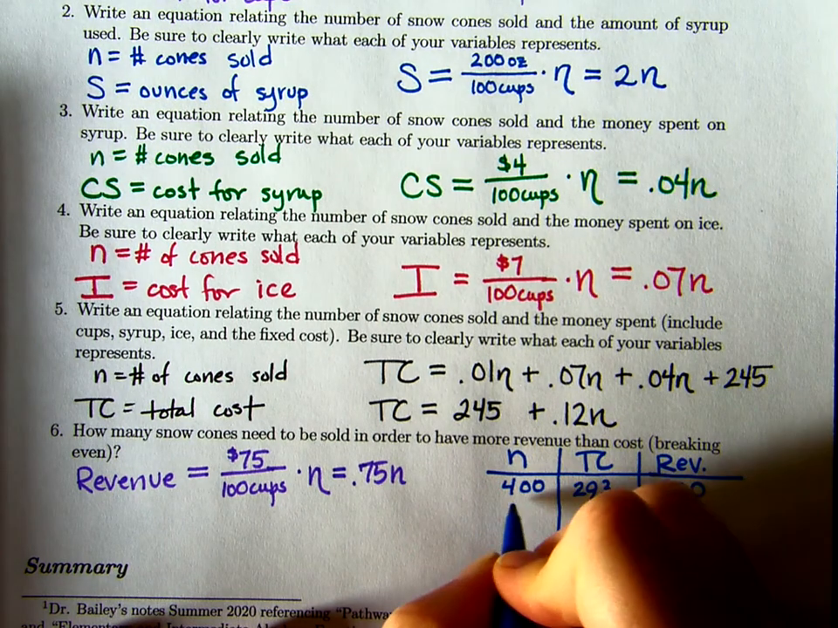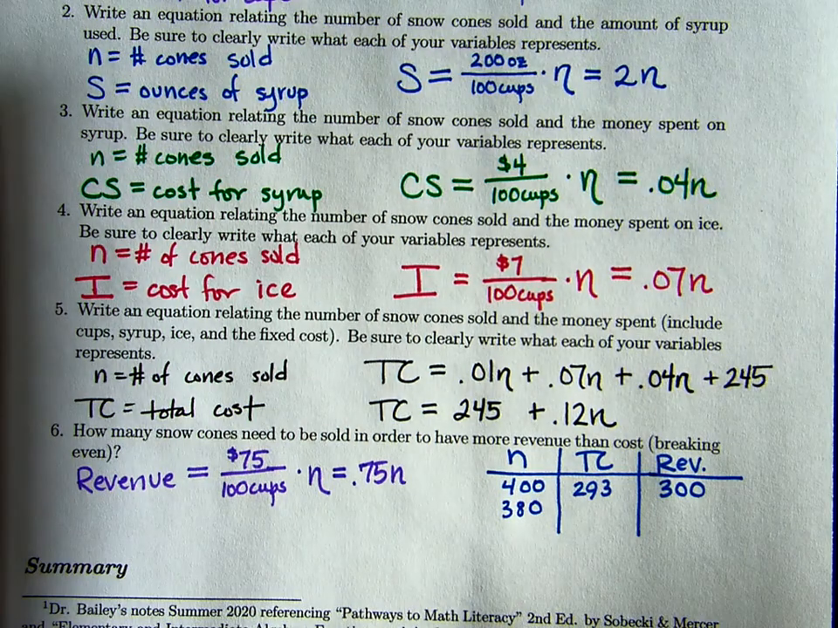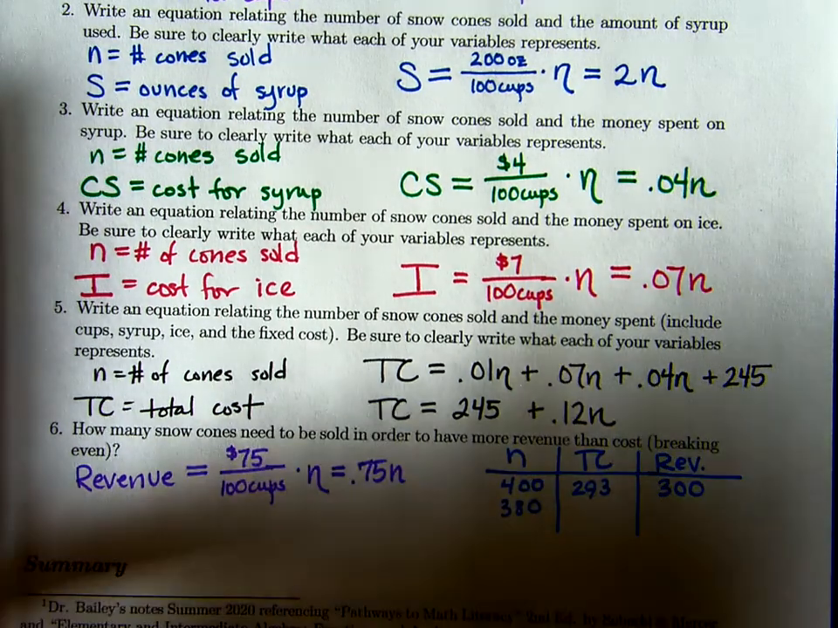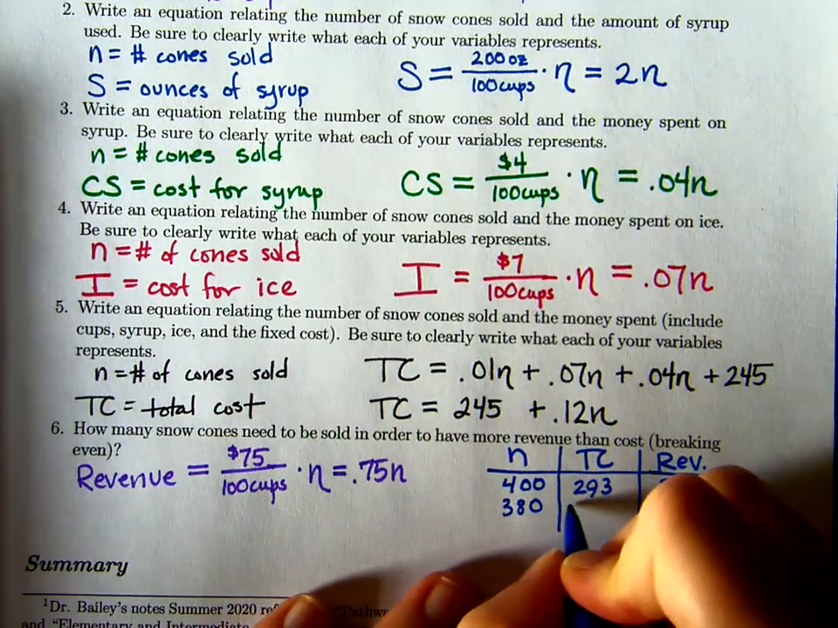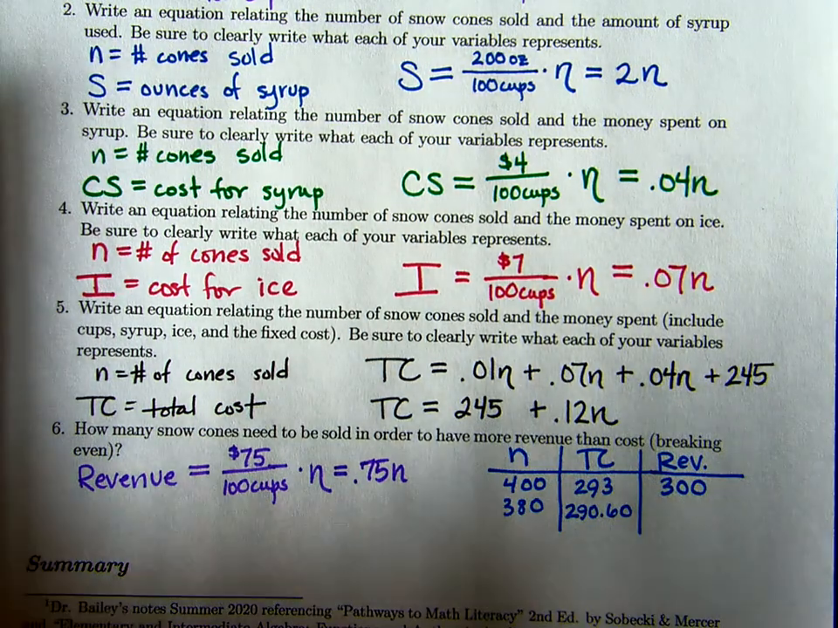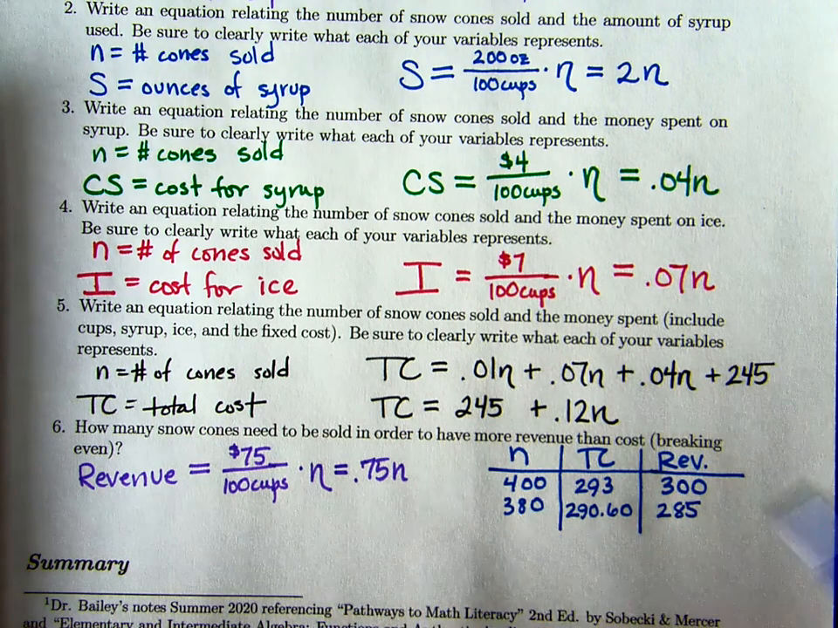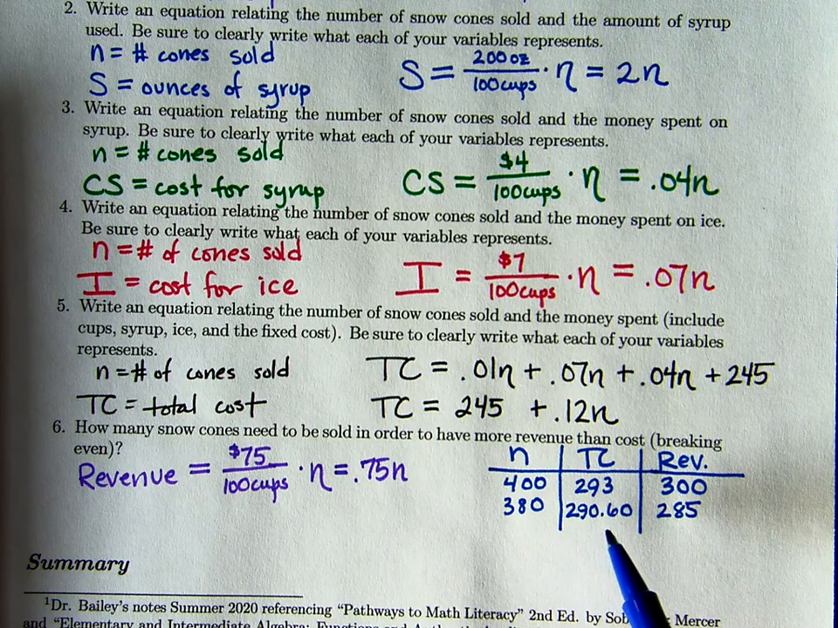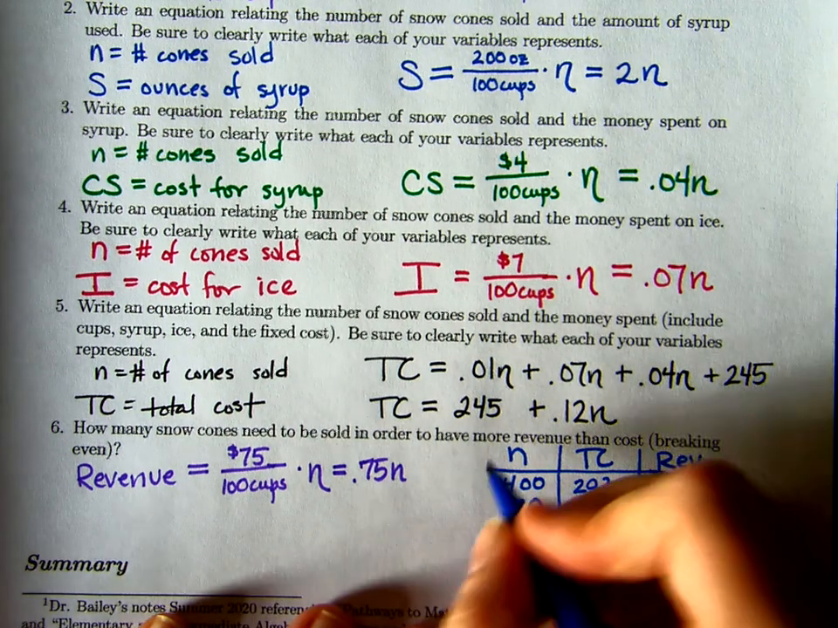I don't know. Let's try 380, just for fun. So the total cost would be $245 plus 12 cents times 380, which would be $290.60. The revenue here, 75 cents times 380 snow cones sold, $285. Now, we dipped a little too low. Now the revenue is below the cost. So we have not broken even yet. We're still at a loss. So, I don't know, let's narrow it down.